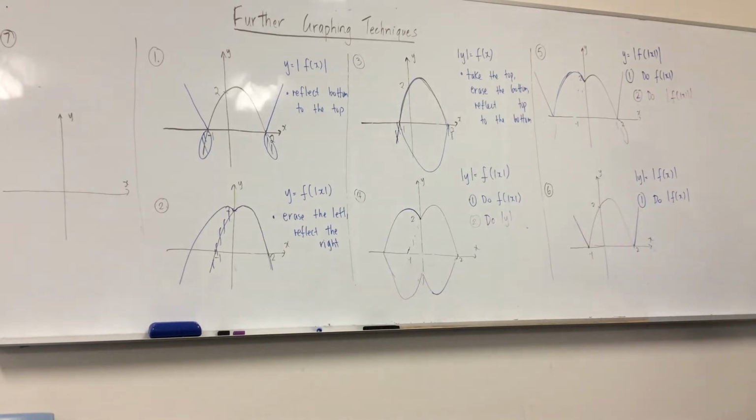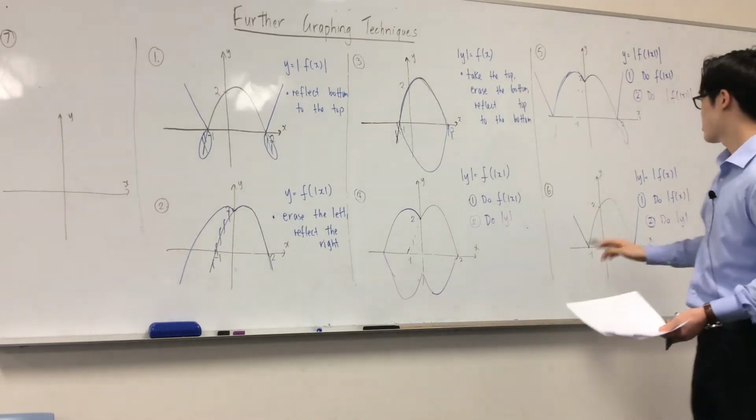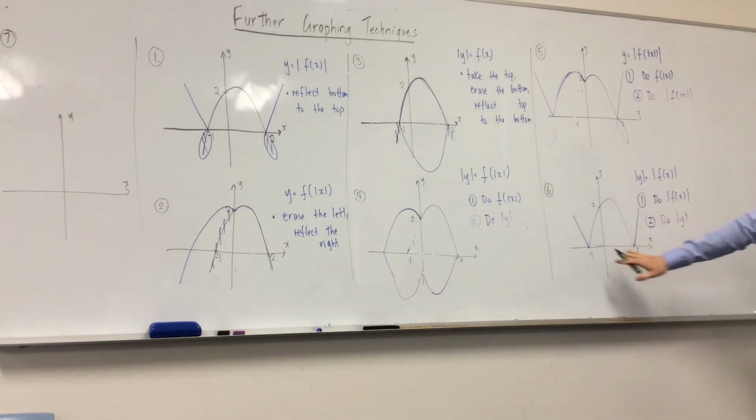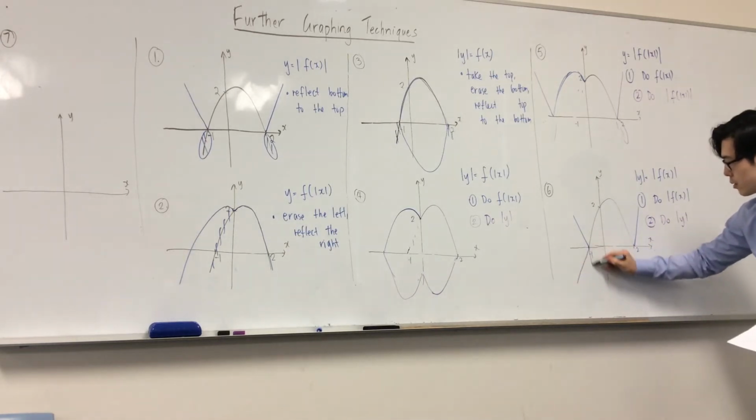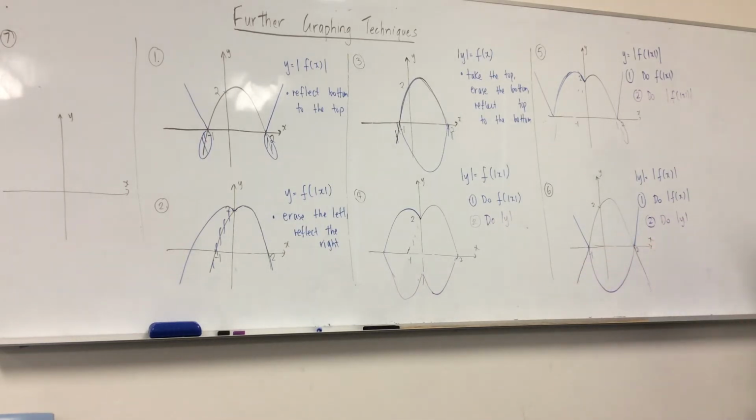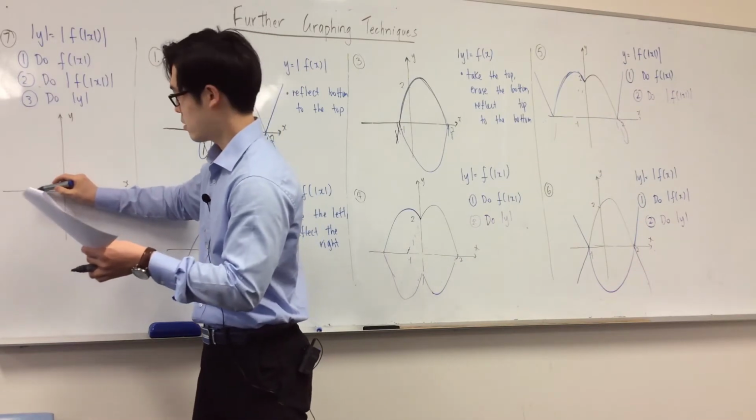That's my first step. Second step, do absolute of y. What did I do when it said absolute of y? You take the top, erase the bottom. There's nothing at the bottom, so that's good. And then reflect the top to the bottom. So it's going to look like this.